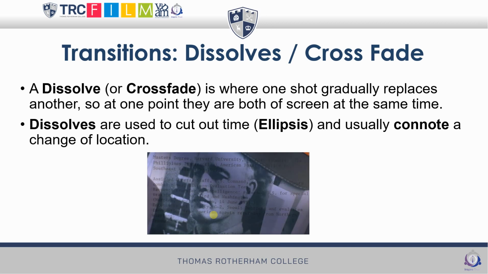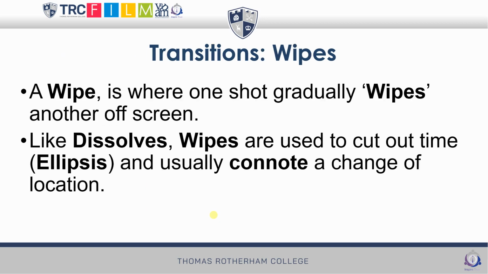All transitions can do this, but dissolves are quite often specifically used to connote an ellipsis. They can cut out time, and they can often be used to show a change of location as well. This can also be done with wipes, where one shot wipes the other one off the screen. Like dissolves, wipes can be used to cut out time as an ellipsis, and again they connote the change of location.